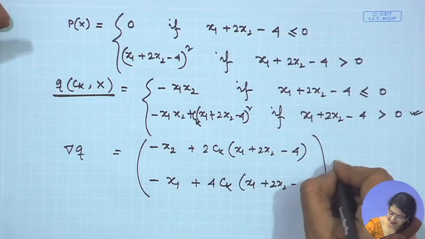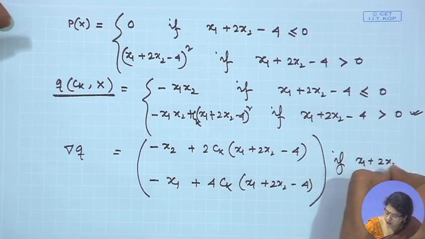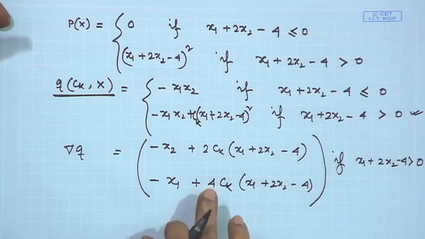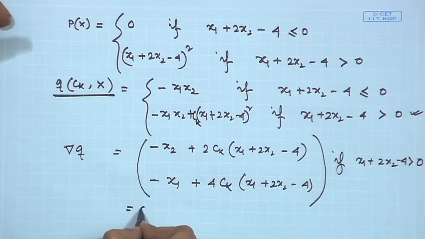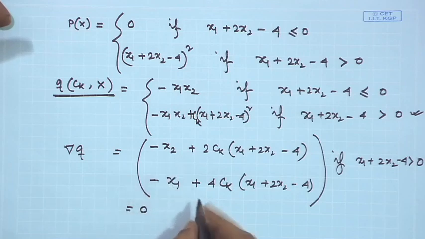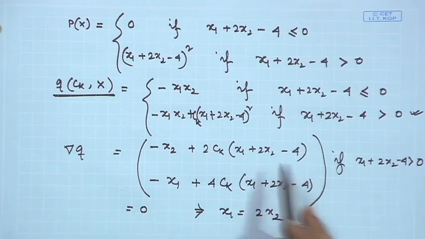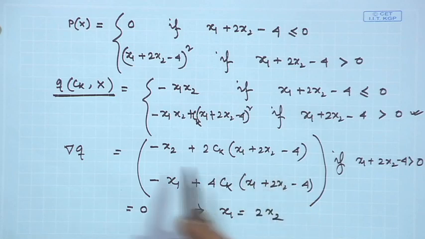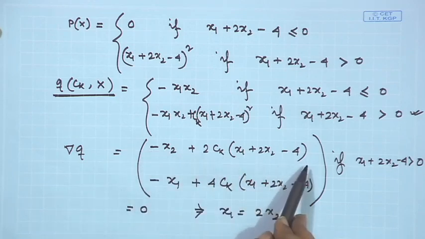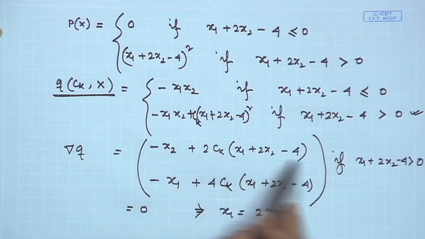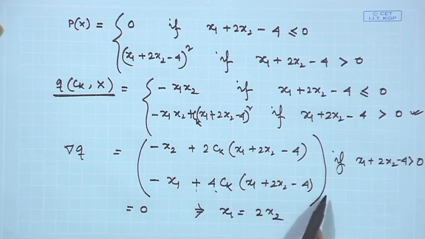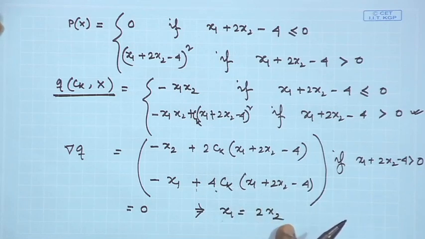Now, this is the case if x1 plus 2 x2 minus 4 is greater than 0. Now, gradient must be equal to 0. If gradient is equal to 0, we get from here the condition that x1 must be equal to 2 x2, because this value is greater than 0. If we multiply this one with 2, then it will be minus 2 x2 plus 4 Ck, and this is minus x1 plus 4 Ck. If we equate, both will cancel and we will get x1 is equal to 2 x2.